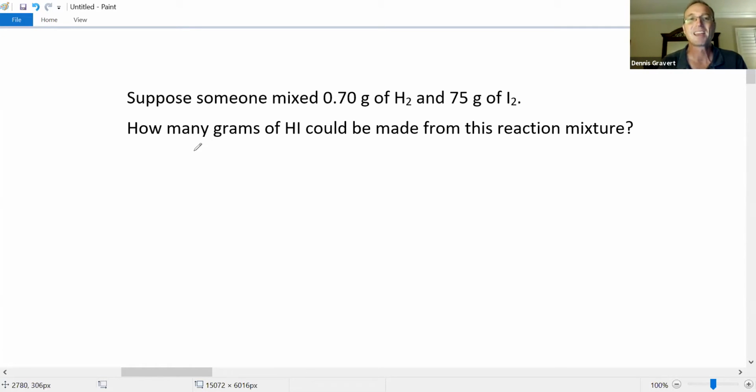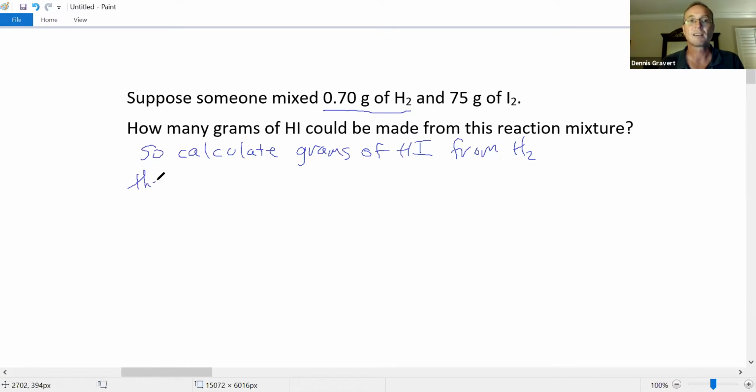Okay. So how many grams of HI could be made from this reaction mixture? It depends on which one runs out first. So calculate grams of HI from hydrogen. Let's assume you have an excess of I2. You have as much as you need. How many grams of product can be made from just this quantity of hydrogen? And then repeat the calculation with the other reagent.